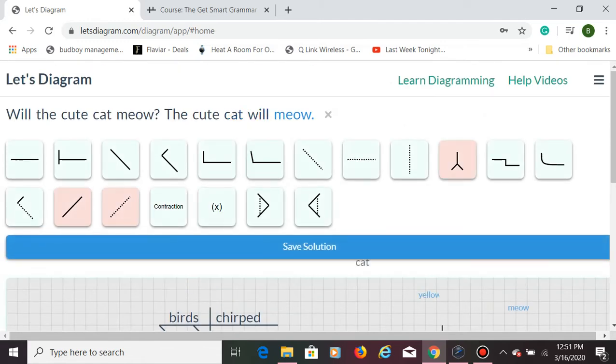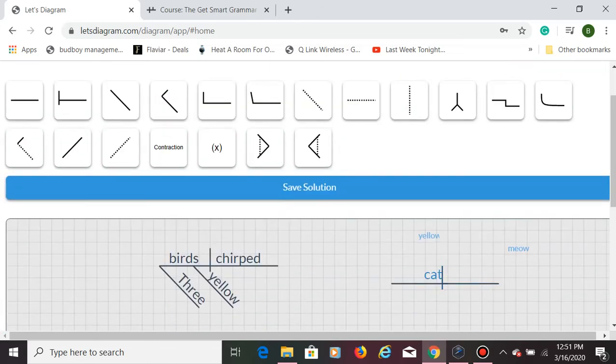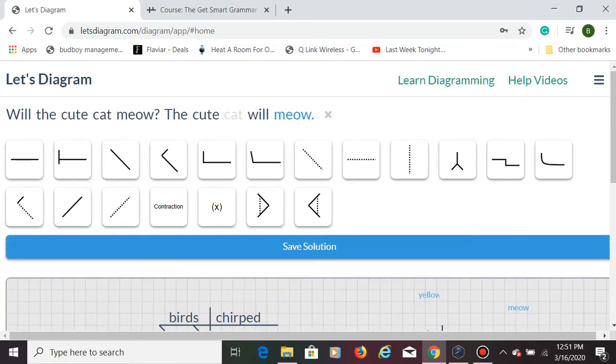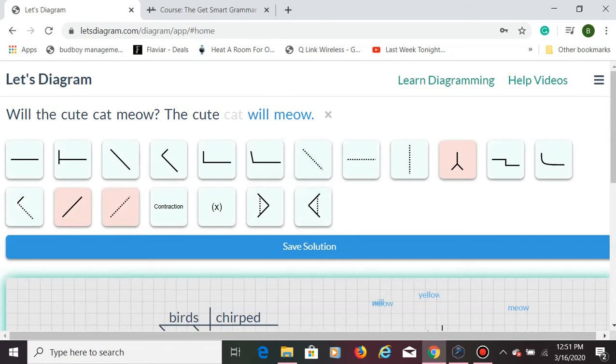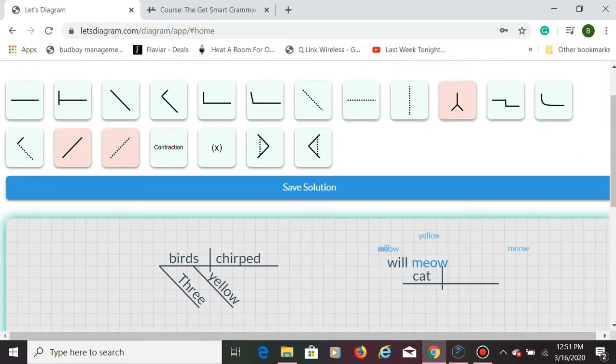Okay. So cat is our subject. Will is our helping verb. Meow is our main verb. Okay? And remember that when you have a helping verb and a main verb, they act as one verb, and we call that a verb phrase. So will meow is the verb phrase.